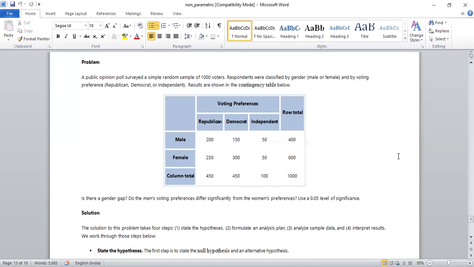The solution to this problem takes 4 steps: state the hypothesis, formulate an analysis plan, analyze sample data, and interpret the results. We walk through these steps below.